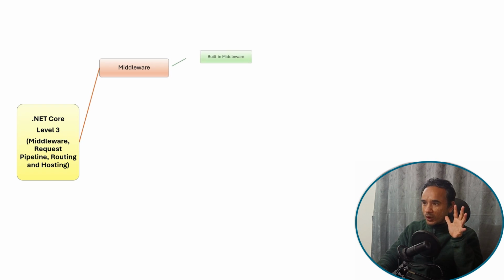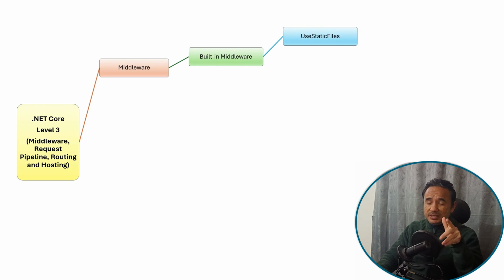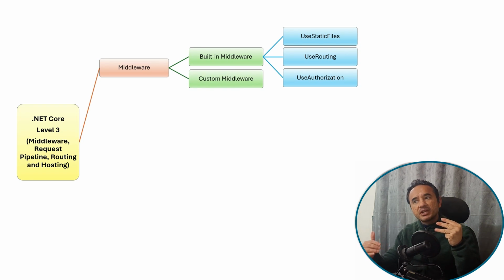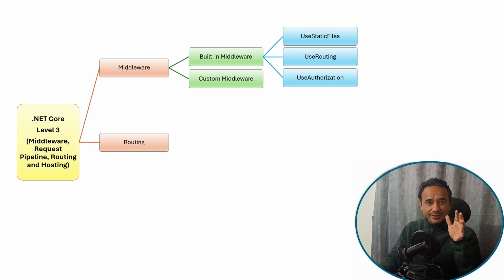Now .NET Core provides some built-in middlewares like use static files, which serves the static content. Use routing middleware handles routes, and use authorization enforces access control. So these are provided built in by .NET Core. Then yes, you can also create your own custom middleware to perform specific tasks like logging, authentication, or any other thing.